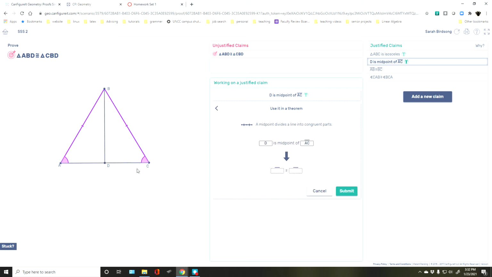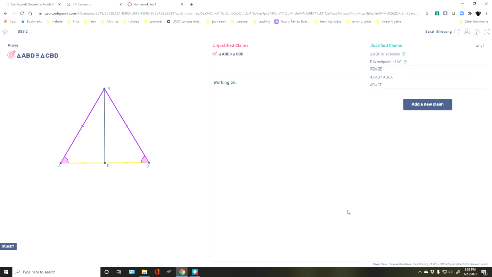We got that D is a midpoint of AC. What does that tell us? That means each of these two pieces better be the same. So if we click on AD here, make sure I actually select AD, and then DC, make sure I actually select DC, and that tells us that, yep, we should have now those bottom two line segments are congruent to each other.